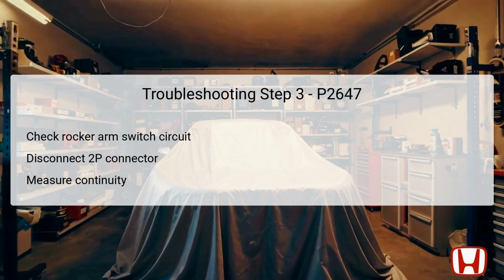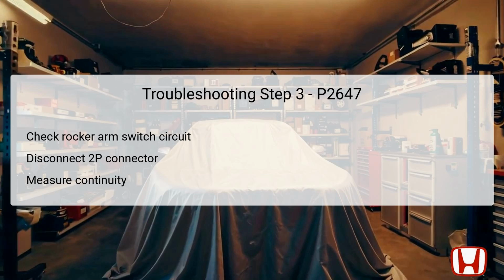Start by turning the vehicle off to ensure safety, and then disconnect the rocker arm oil pressure switch 2P connector. Following this disconnection, check for continuity between the designated test points in the switch's circuitry. It's essential to ensure that the vehicle is in the off mode during this step to avoid erroneous readings.